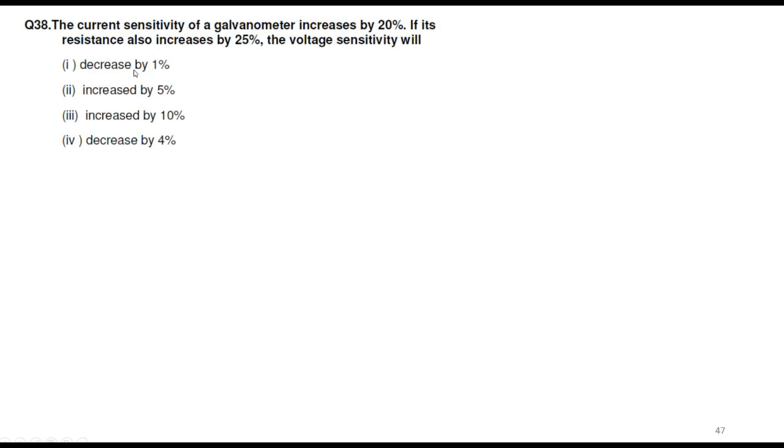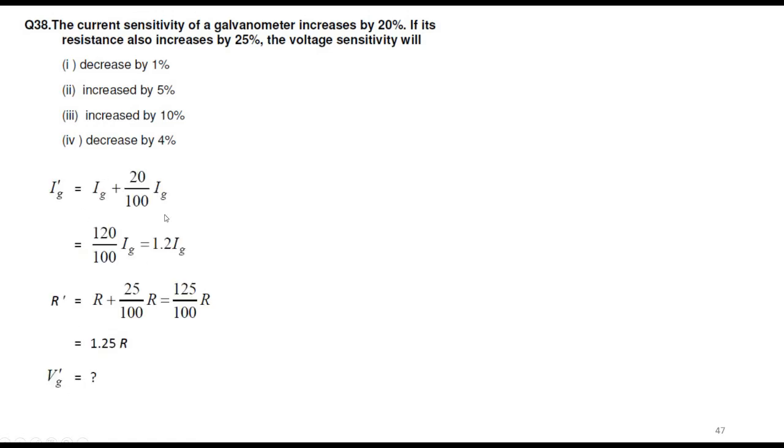Question number 38. The current sensitivity of a galvanometer increases by 20%. If its resistance also increases by 25%, the voltage sensitivity will, option 1 decrease by 1%, option 2 increased by 5%, option 3 increased by 10%, option 4 decreased by 4%. Okay, so current sensitivity and voltage sensitivity, this is the key given.